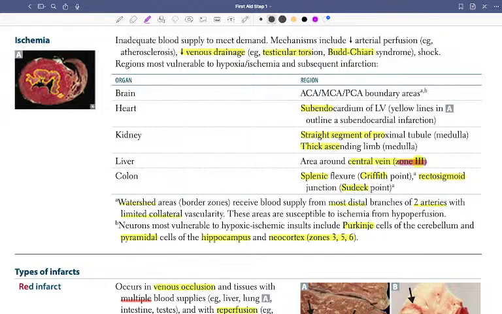This one is nice and simple, but doesn't always come. But then, simple: subendocardium, all the watershed areas, ACA-MCA, straight segment of the proximal tubule, thick ascending limb, zone 3. Splenic flexure is Griffith's point, and rectosigmoid junction is Sudeck's point. Hippocampus CA1, 3, 5, 6, neocortex, Purkinje cells.